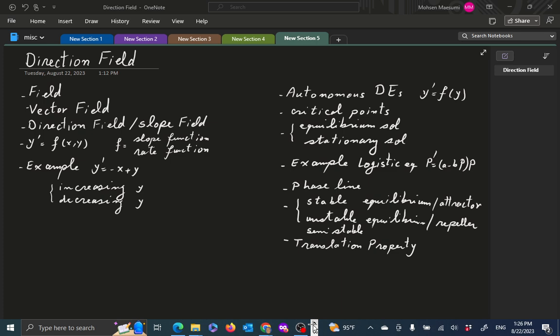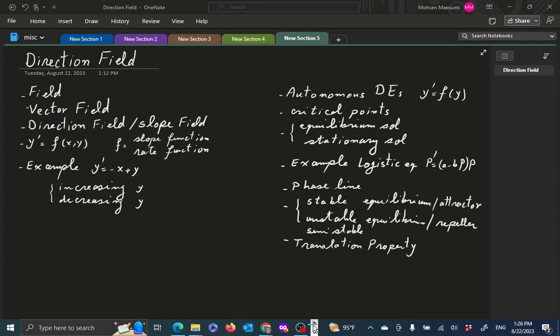What are we going to do? We are going to look at a special kind of fields called direction field or slope field. It's a little bit simpler than a vector field, and that's what we are going to be using. We are going to look at differential equations that we started the semester with. We are going to call the right-hand side slope function or rate function. Here's an example of a simple one.